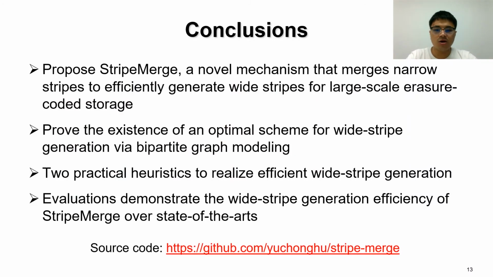Well, at last, we can make a summary here. In this paper, we propose StripeMerge, a novel mechanism that merges narrow stripes to efficiently generate wide stripes. We make some proofs and formulations, propose practical heuristics, and in evaluation, our efficiency is shown too. By the way, our source code is available on GitHub now.